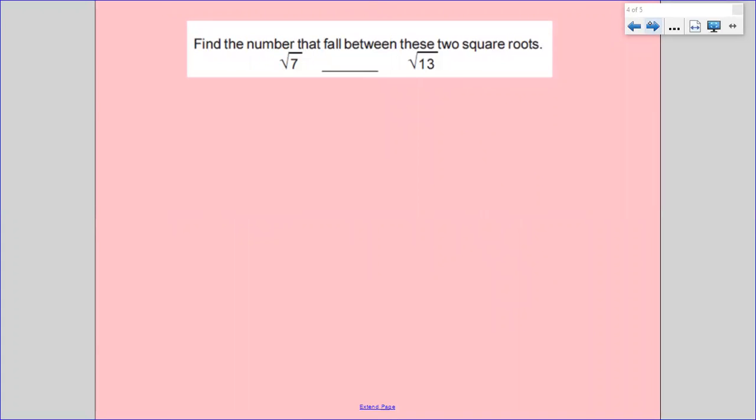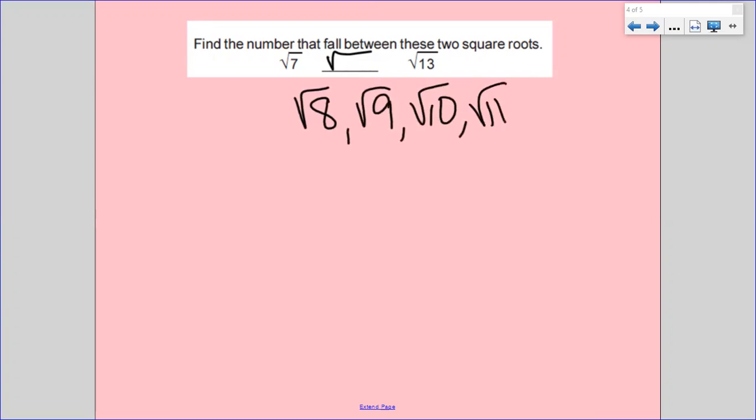All right, this one with estimating square roots. So I didn't put the answer choices down here, but I do want to point out they were all whole numbers. So in order to have a square root in between here that would give us a whole number, that means it's got to be a perfect square. So let's look at all the numbers in between 7 and 13 and see if any of them are perfect squares. So we've got square root of 8, square root of 9, square root of 10, square root of 11, and square root of 12. Of these 5, square root of 9 is the only perfect square.